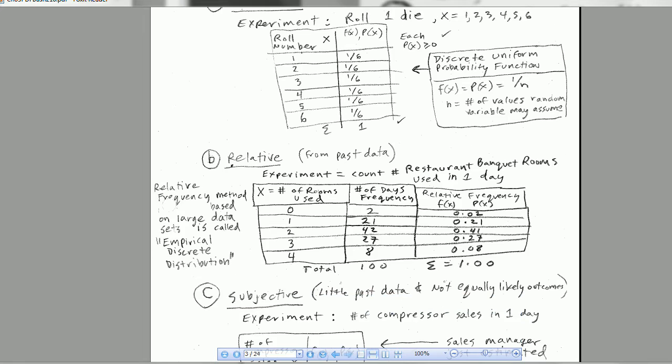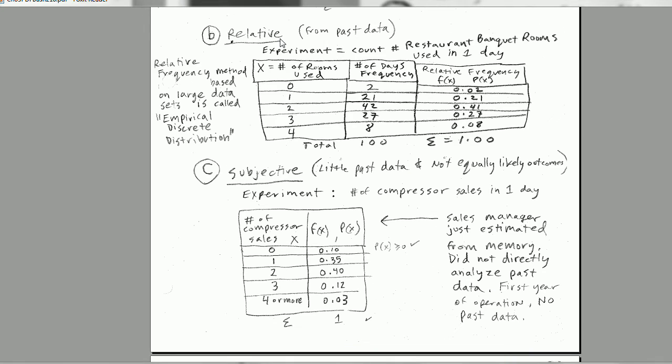Now, the relative frequency method, we go from past data, and we'll actually create this frequency distribution from scratch later in this video. Our experiment is to count the number of restaurant banquet rooms used in one day. There are 4 banquet rooms, so the possibilities are 0 all the way to 4. We did a sample over the last year and got these frequencies. We calculated these relative frequencies. They add up to 1. Each individual one is greater than 0. So we have our relative frequency distribution, and we can use these as probabilities.